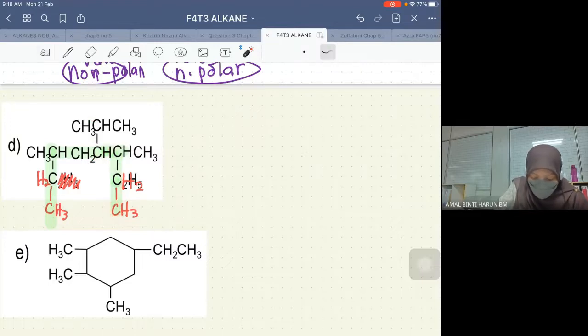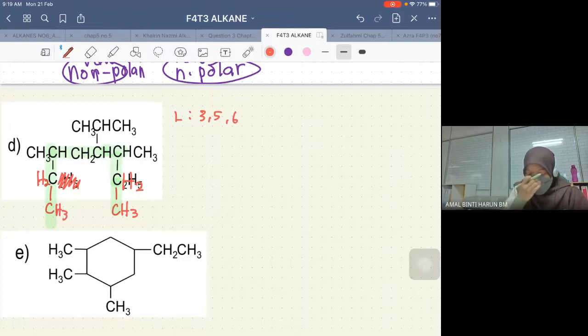Okay, never mind. So this one. Okay, nak numbering dari kiri ke kanan. 1, 2, 3. Jumpa substituent. 4, 5, 6, 7, 8. So substituent kita kat mana? Carbon number 3, 5, and 6. From left, 3, 5, and 6.